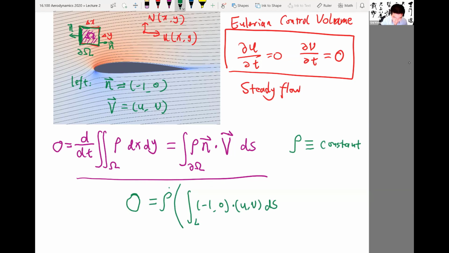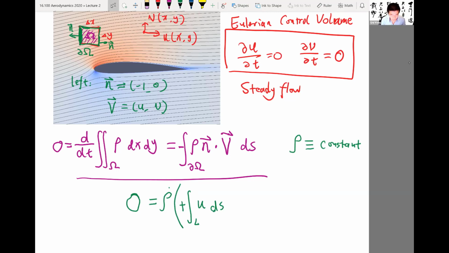And let's just make it a little bit simpler. So -1, 0 dot u, v is, of course, just minus u times ds. So that's my integral on the left. I'm sorry, I think I missed the sign in the mass conservation. There should be a negative of the integral, right? So when you take the negative of a negative, we get positive, right?